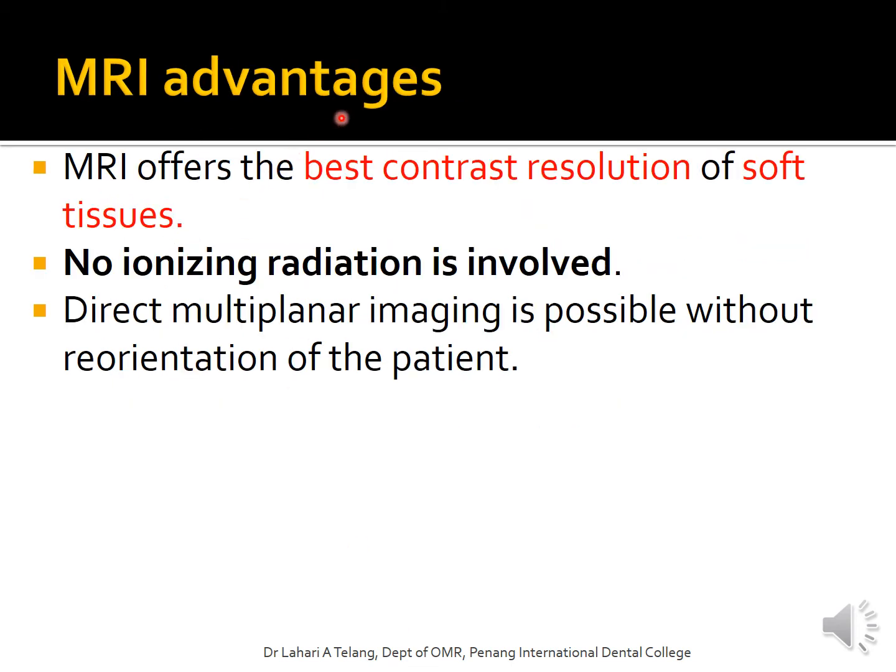The advantages of MRI is it offers the best contrast resolution of soft tissues. There is no ionizing radiation involved. This is something very important to be noted. And direct multiplanar imaging is possible without reorientation of the patient at all.